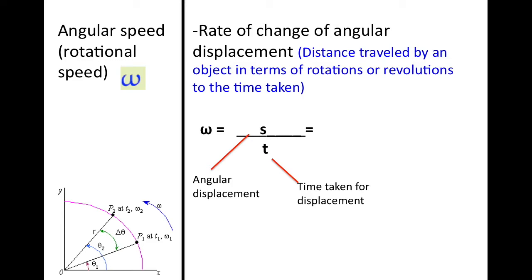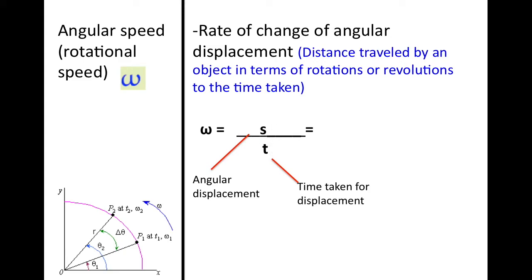Angular speed. Angular speed is pretty much the rate of change of angular displacement. It is the distance that is traveled by an object in terms of rotations or revolutions relative to the amount of time that it took. Angular speed is also known as rotational speed, and it is denoted by omega, which looks like a cursive W. And omega is equivalent to the distance over time.